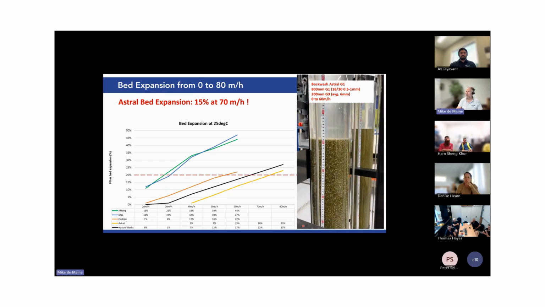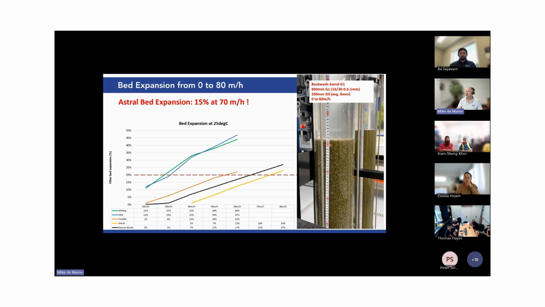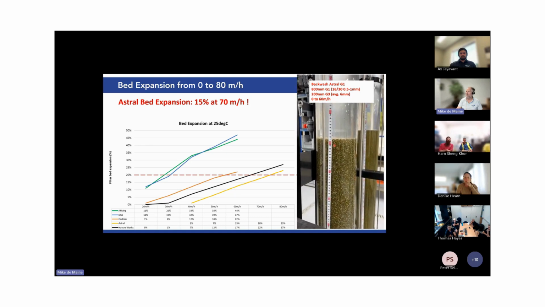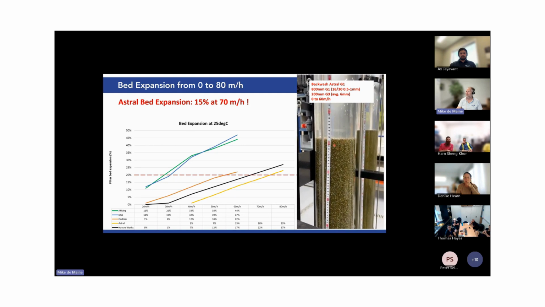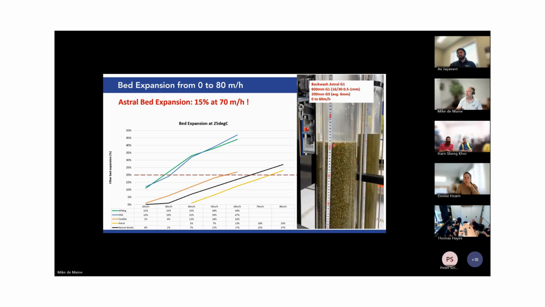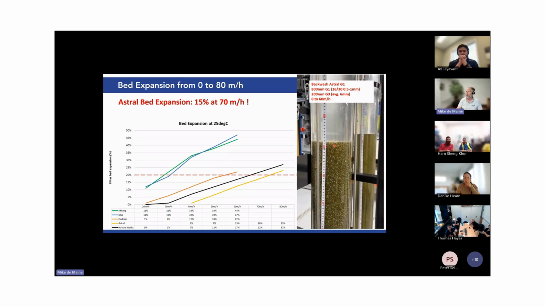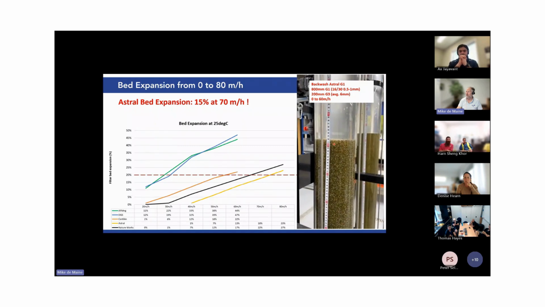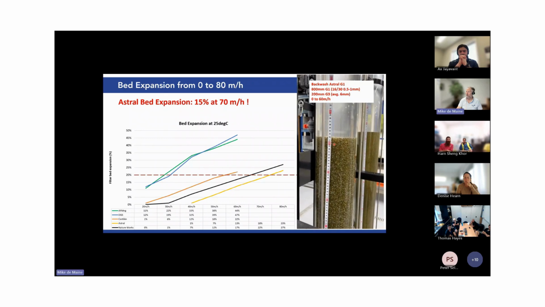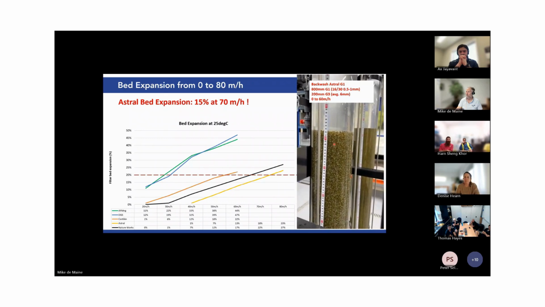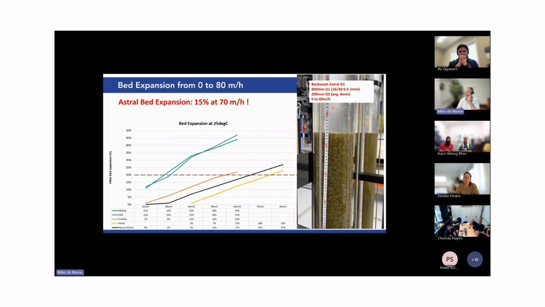Here's a video of the Astral glass media. Sorry, I should have started that already. You can see here it starts at 1 meter bed depth. We are backwashing it from 0 to 60 meters per hour, and you can see the very slow expansion of the media as we are ramping it up. At 60 meters per hour, it only achieves 10% bed expansion.